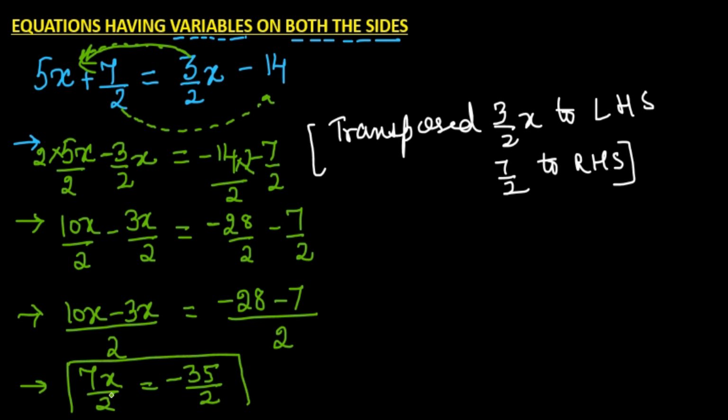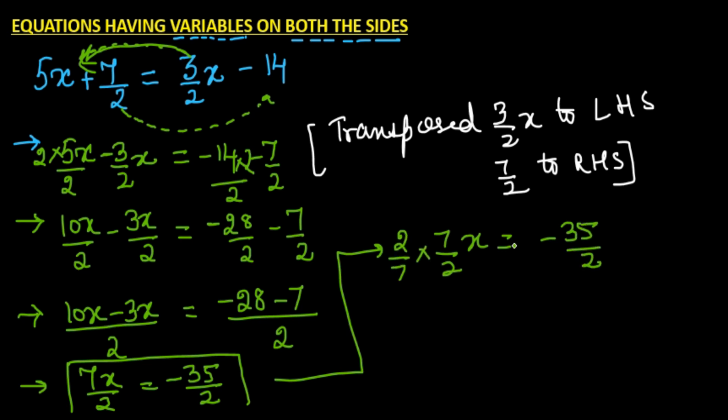Now what do we have to do to get rid of 7 by 2? Because we need the value of x. So we will multiply both the sides of the equality by the reciprocal of 7 by 2. So we do into 2 by 7 here and into 2 by 7 here. 2 and 2 are the common factors, cancel out. 7 and 7 cancel out to give you x is equal to, cancel out the common factor 2. 7 ones are 7, 7 fives are 35. So we are left with x is equal to negative 5.